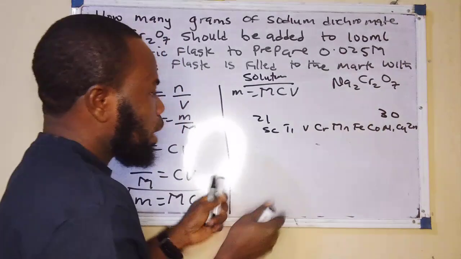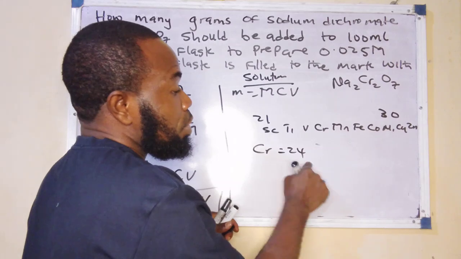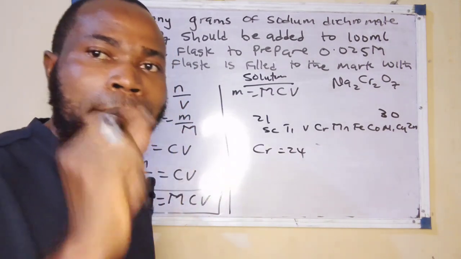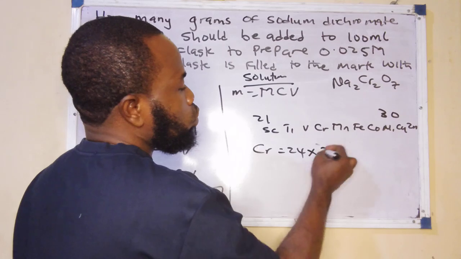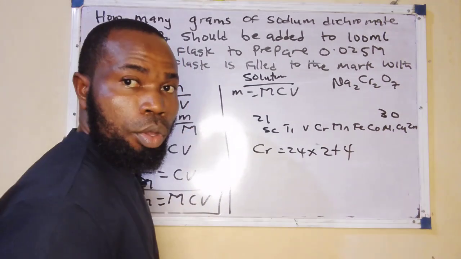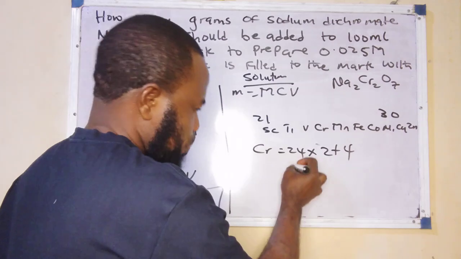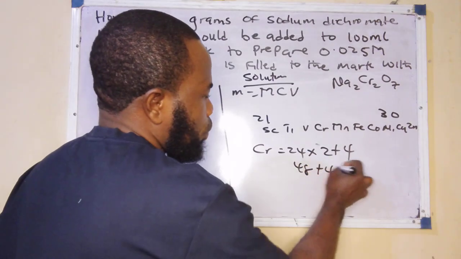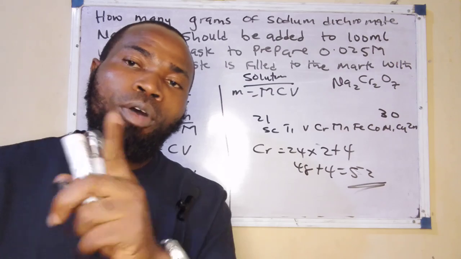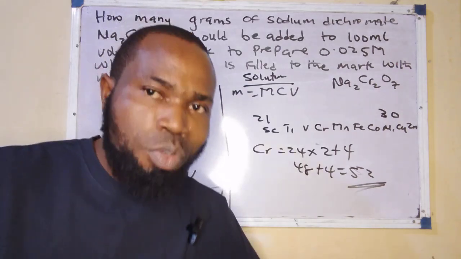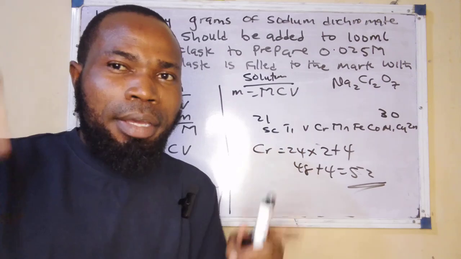Chromium is 24. Now, because chromium is 24 and 24 is even, to get the atomic mass of chromium, all you have to do is to multiply this by 2, then add what? Then add 4. So if I multiply this by 2, what am I going to get? 24 times 2, that will give me what? 48 plus 4, that will give me what? That will give me 52. So the atomic mass of what? Of chromium is what? 52. So there's no need to cry or start looking for the atomic masses of elements. You can actually get it by yourself.